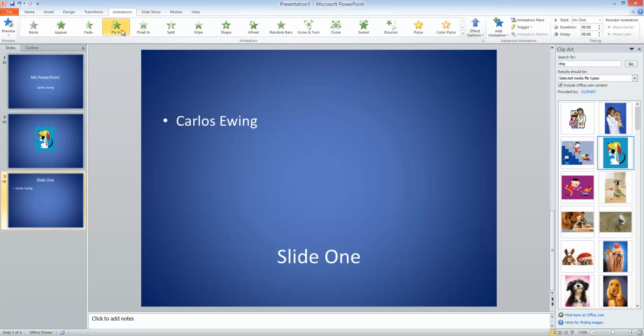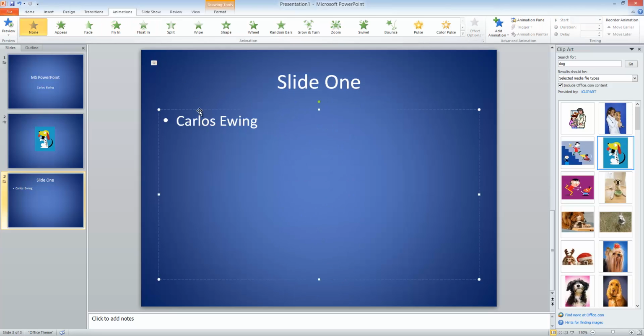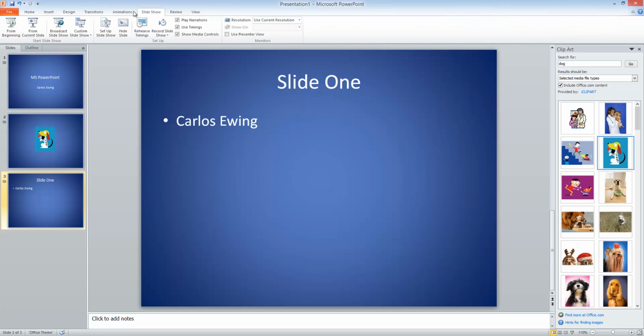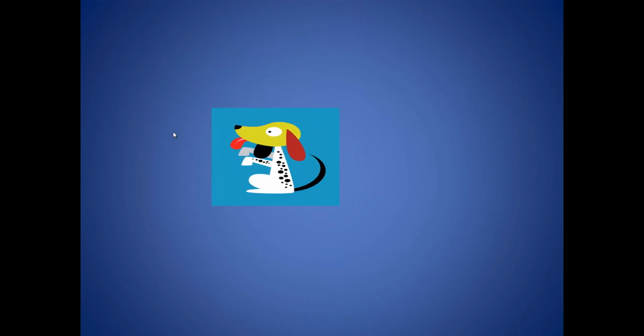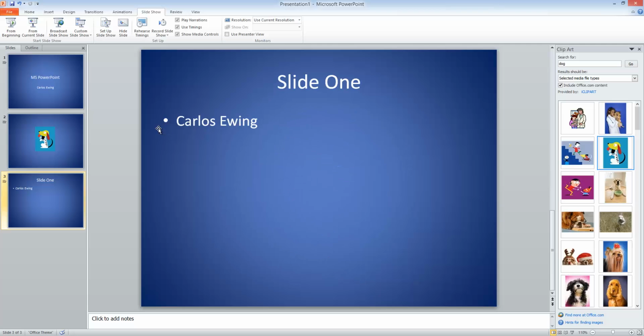Do animation. We're gonna do fly in. We're gonna do the animation for the name or your name, and we're gonna do color pulse, and we're gonna go to slideshow, start from beginning, and we'll see how that slides up. The dog bounces in. Color pulse, it was really quick, so you didn't see it, but we'll see the slide 1 title fly in there. Okay, so those are some basic things.